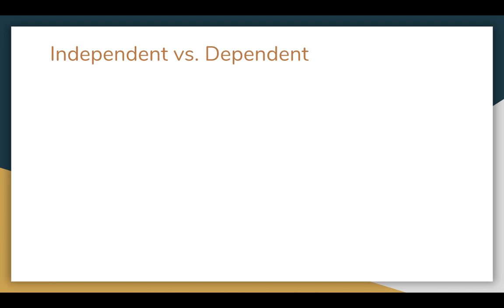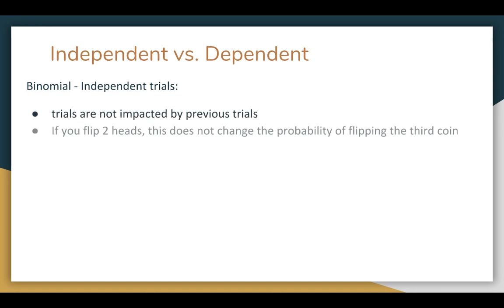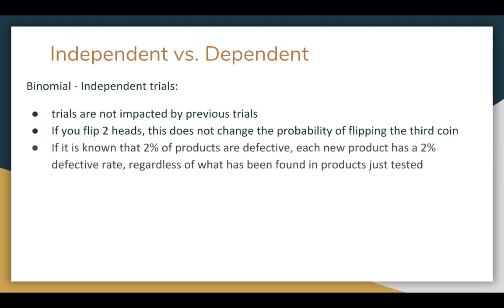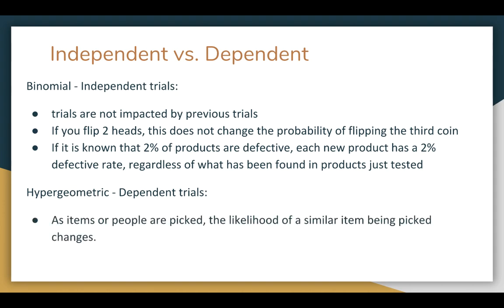So a couple things you're looking for here: binomial is independent. So every trial is independent. That probability doesn't change. So heads, coin flip doesn't change. 2% of product's defective. It's always defective. It doesn't change. For hypergeometric, you're dependent. So as we pick items, we're losing cards and we're losing people. So the probability is going to change. And so then you use combinations.